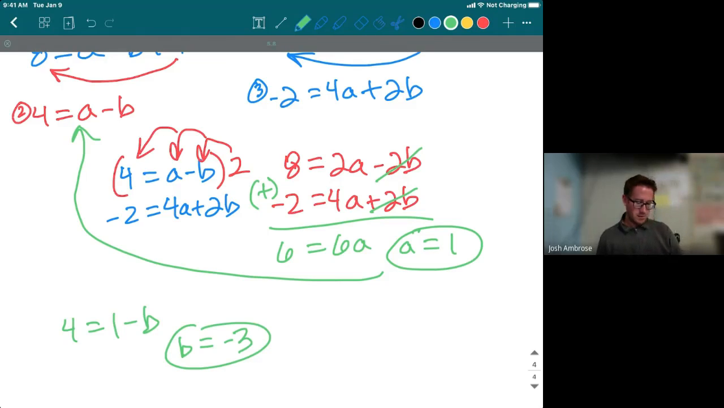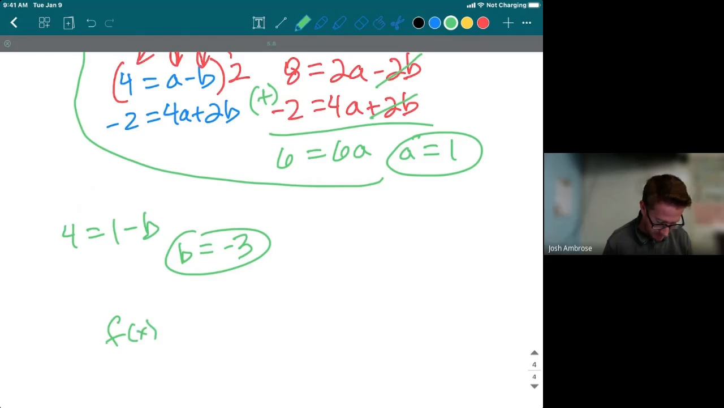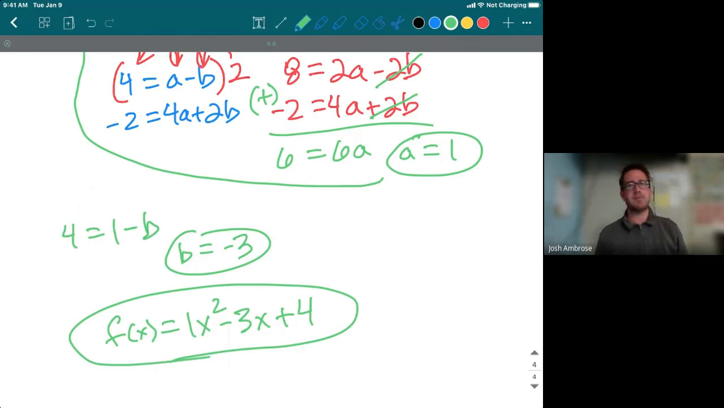And now we have our a, we have our b, we have our c. Put it all back together so that it looks like a true quadratic standard form. So here we go. F of x equals a 1x squared minus 3x plus 4. Ooh, boom. There we go, guys.